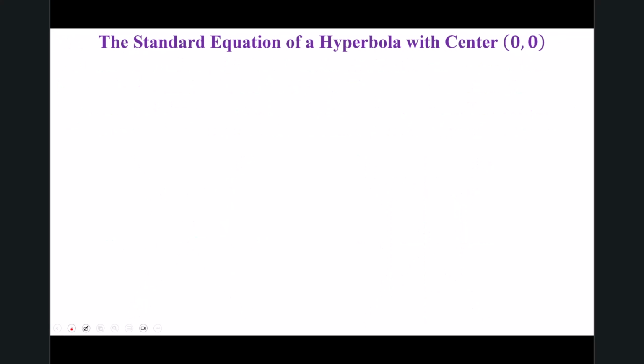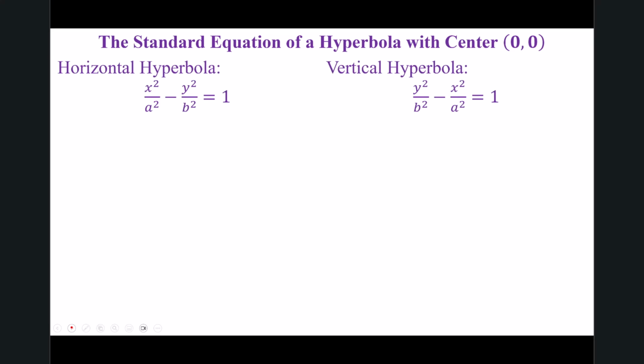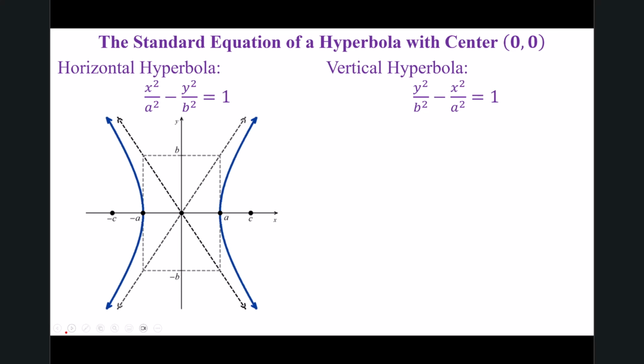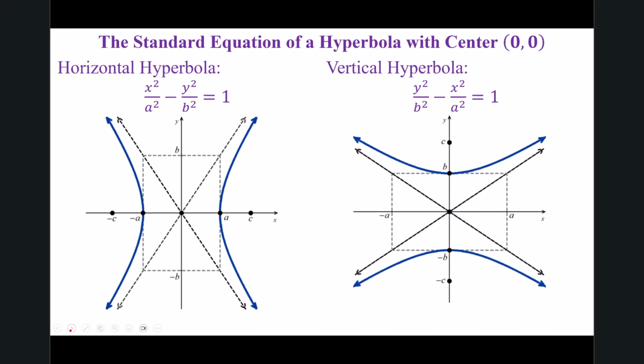The standard equation of a hyperbola with a center at 0, 0 looks like this. For a horizontal hyperbola, so one that opens right and left, we have x squared over a squared minus y squared over b squared equals 1. And for a vertical hyperbola that opens up and down, we have y squared over b squared minus x squared over a squared equals 1. So the horizontal hyperbola, where the x squared term is positive, opens right and left. The vertical hyperbola, where the y squared term is positive, opens up and down.